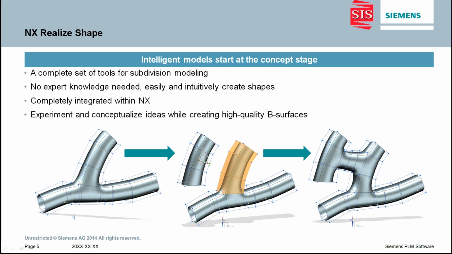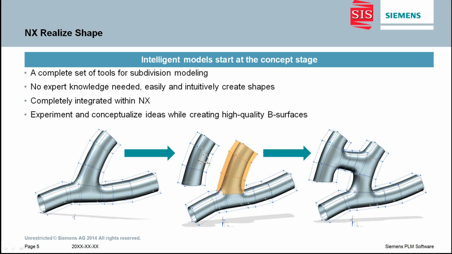NX Realized Shape is an exciting concept design method that uses advanced subdivision shape creation, first introduced in NX9. It is intuitive, and you can create a shape based on a cage that can be extruded, swept, lofted, revolved, copied, and more. The cage faces can be created from curves or polylines and subdivided as much as you want to give you greater control with smooth transitions. The end product is high-quality B surfaces with an editable NX feature. This allows for rapid conceptualization of ideas without the need for expert knowledge.